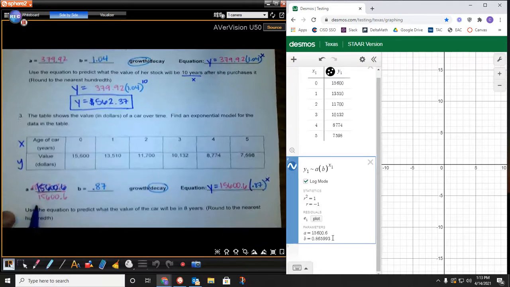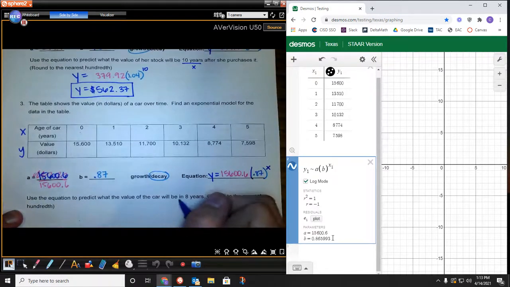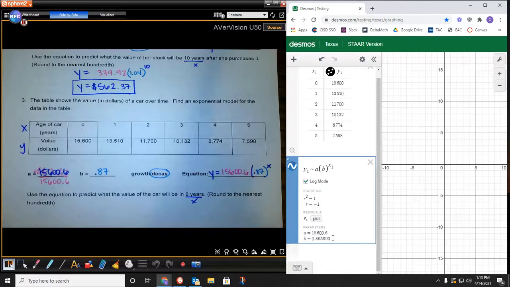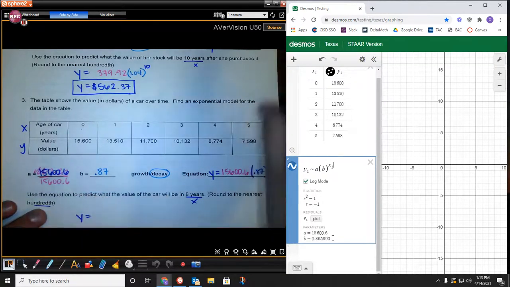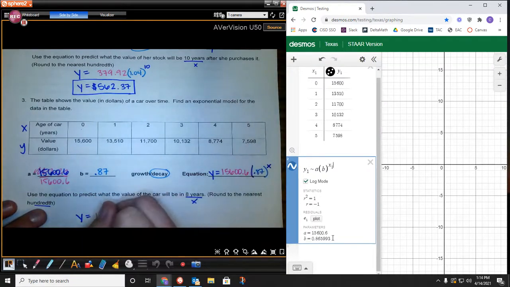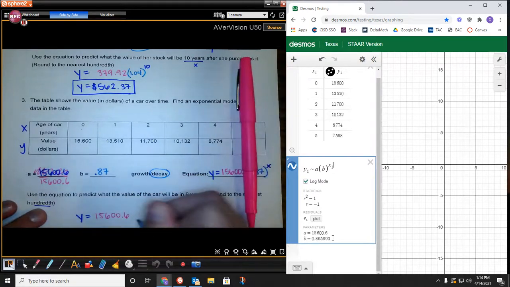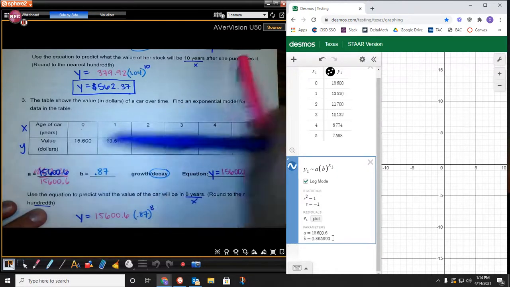And we want to use this equation to predict what the value of the car will be in 8 years. So that's going to be our new x. And we want to round to the nearest hundredth, so we're going to do 2 decimal points. So I'm going to go ahead and say, all right, well, y is equal to 15,600.6 times 0.87 raised to the 8th power.